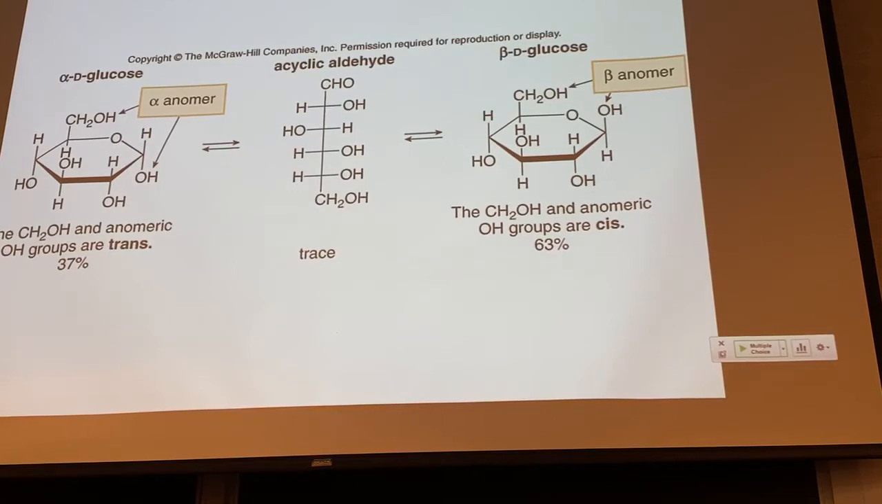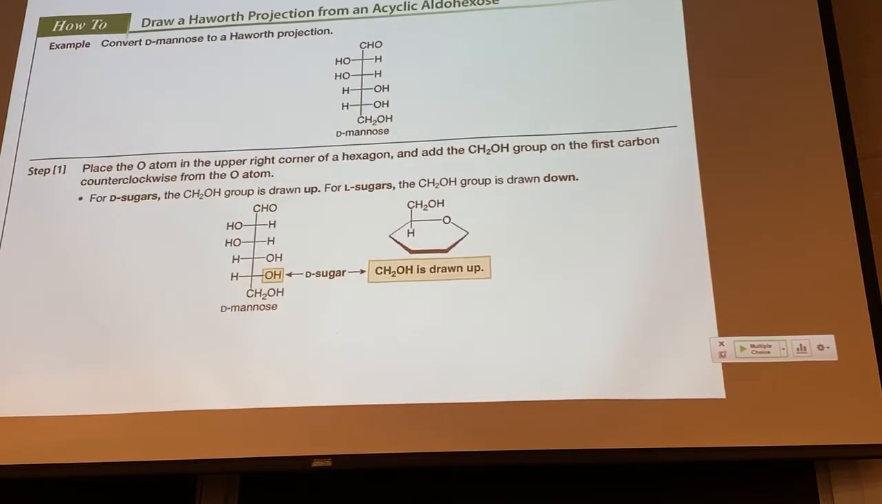Okay? So we learned how to convert a Fisher projection into a Haworth projection, one of these flat cyclic hemiacetal structures. And your book gives you kind of a shortcut method for doing this that's a little shorter than the one we learned in class. And we're showing you this with mannose. The first thing you want to do is draw your flat hexagon and put the ether oxygen in the back right corner.